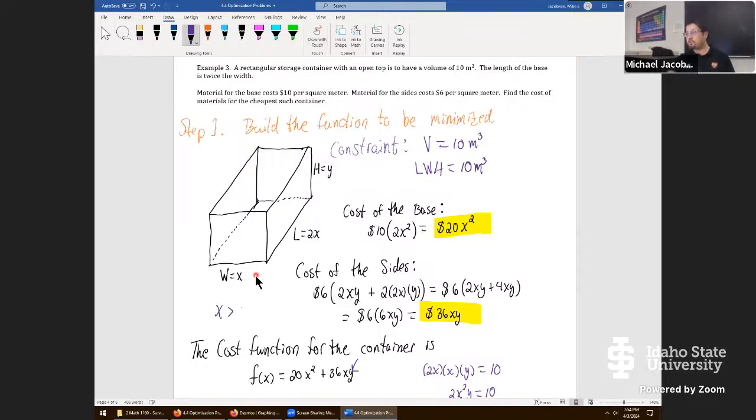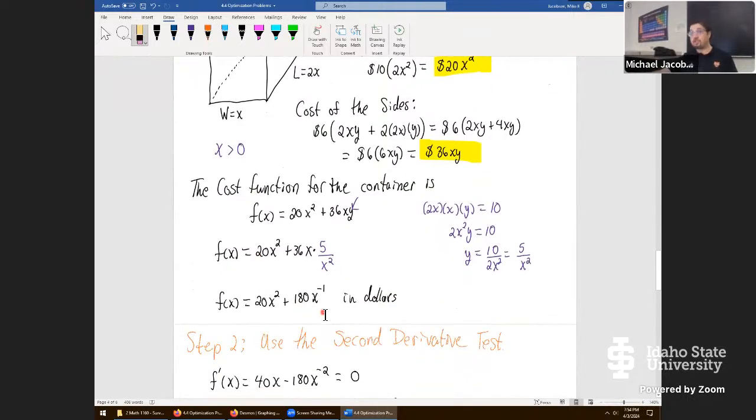X should be strictly bigger than 0. I'm avoiding saying bigger than or equal to 0 because if width is 0, we don't exactly have a box, right? So I made it strictly bigger than 0. Now that's a restriction on the original function f of x. Let's put it here. X is greater than 0.